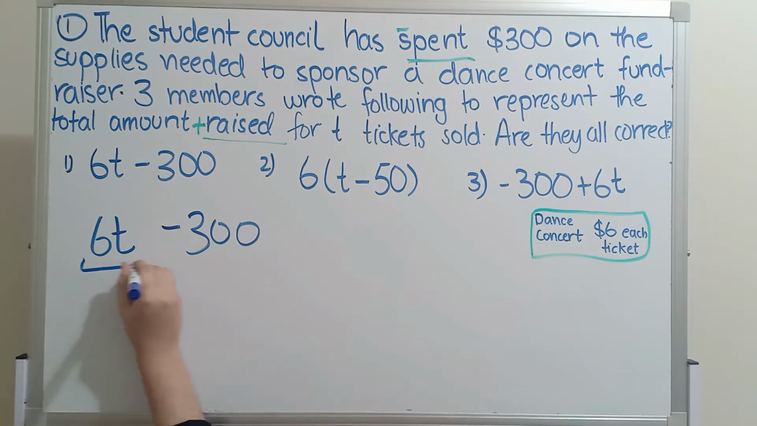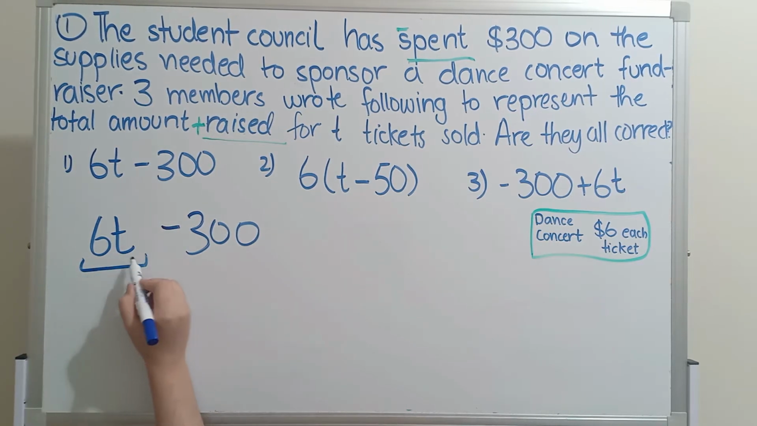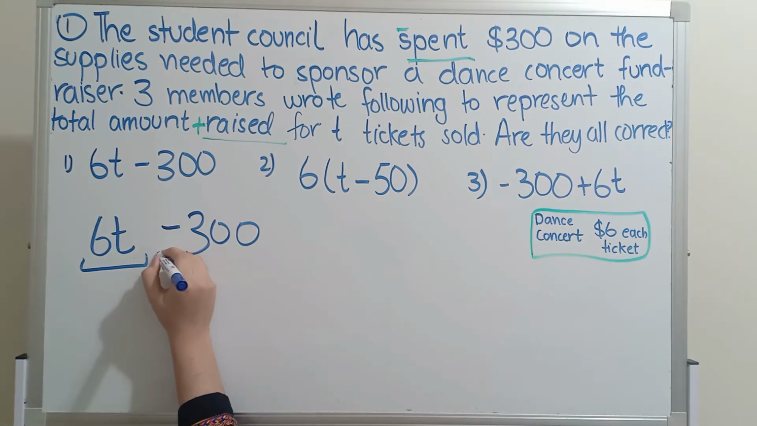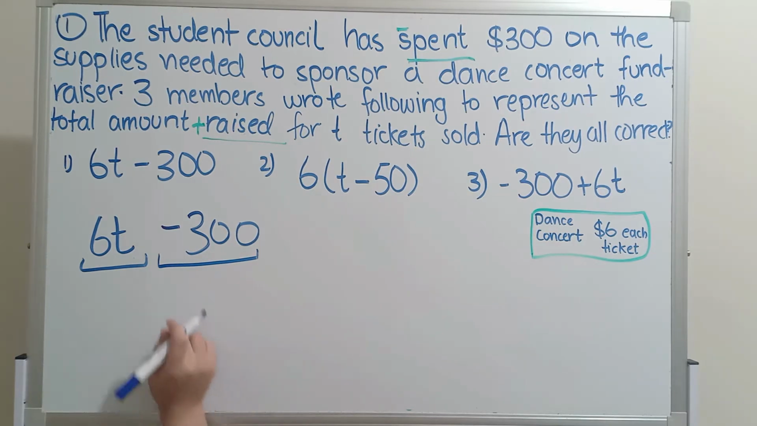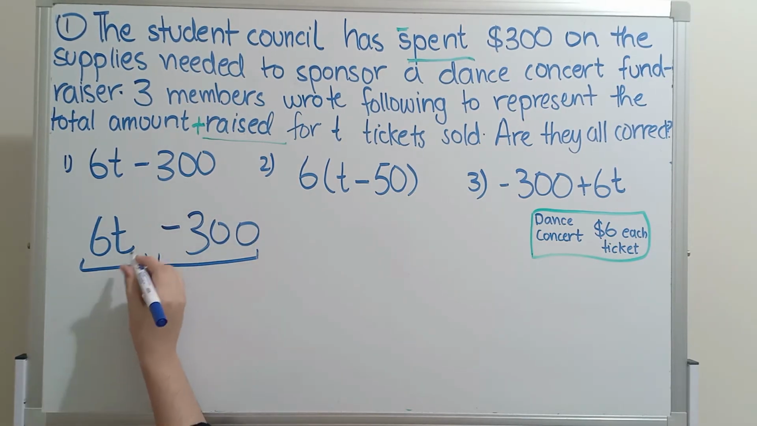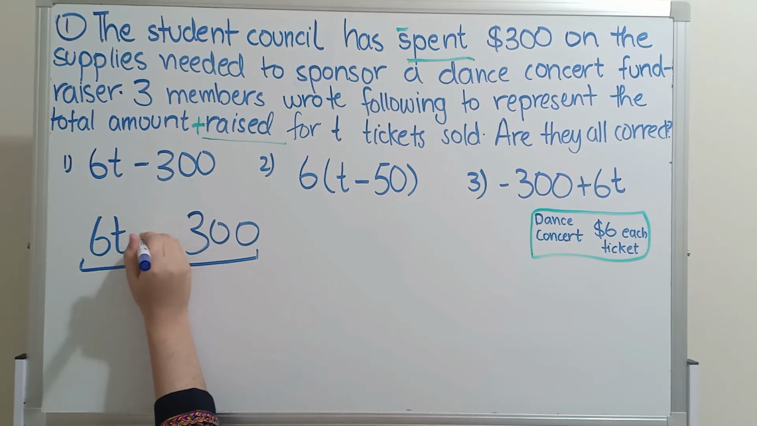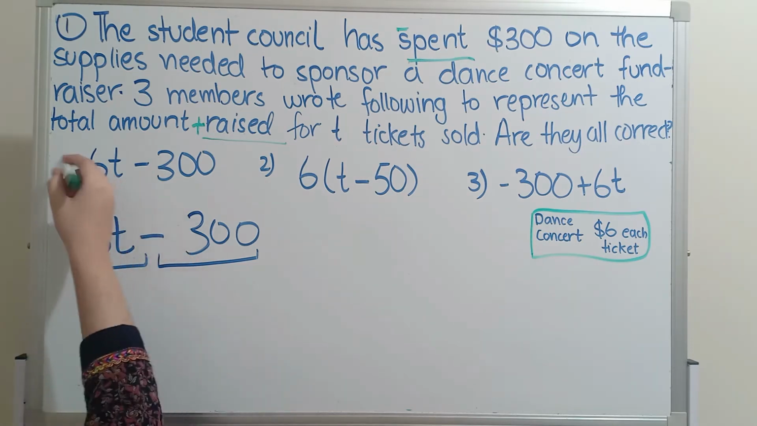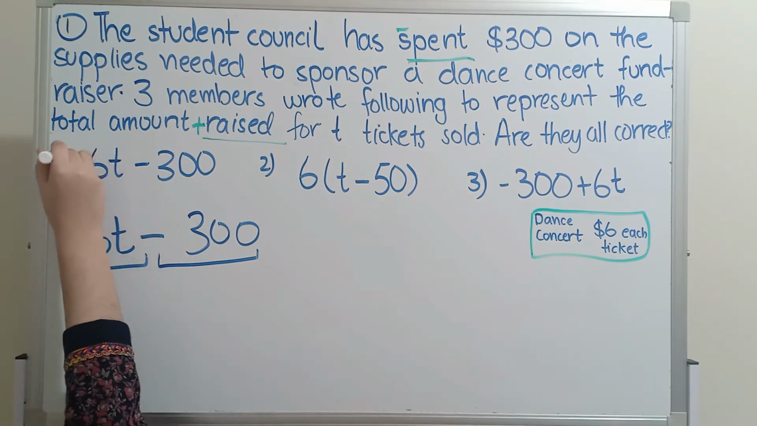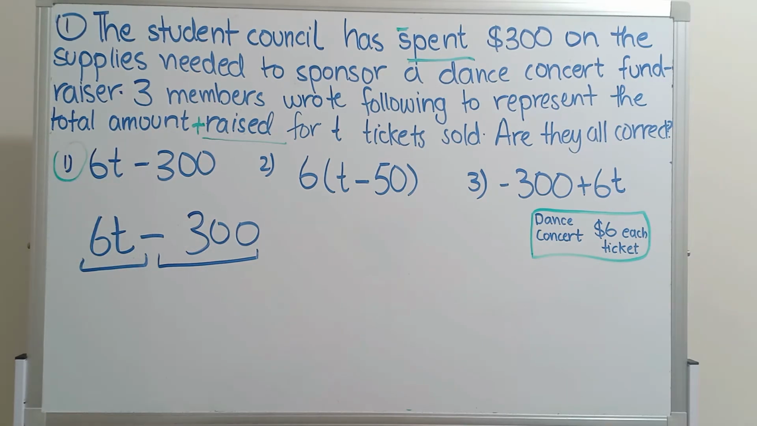First, we multiply the 6 by the number of tickets sold. The 6T shows how much they earned. But in order to know how much they raised, they need to subtract $300 from it. So this is the expression that we made, which is 6T minus 300. So the first one is automatically correct. Now let's look at the second one.